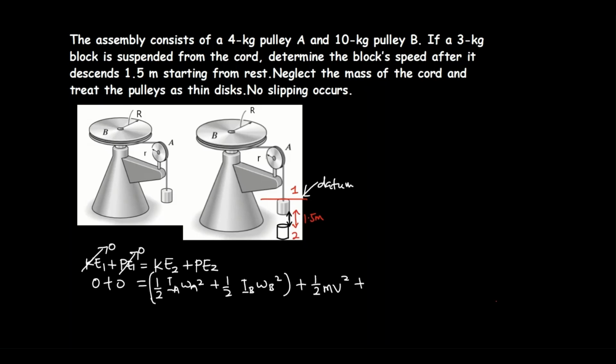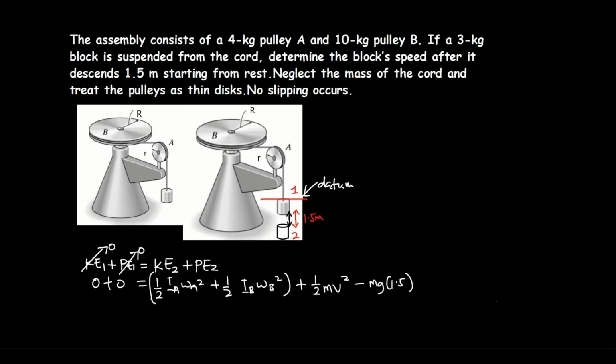Then let's look at the final potential energy. At first the block was at position 1 and then it descended a distance of 1.5 meters to position 2. So its potential energy will be mg times the distance it descended. But since acceleration due to gravity is negative, you are going to have minus mg times the distance descended, which is 1.5 meters. So this is what we have now.